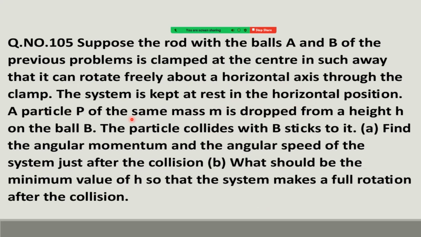A particle P of the same mass is dropped from a height h on the ball B. The particle collides with B, sticks to it. Find the angular momentum and the angular speed of the system just after the collision. What should be the minimum value of h so that the system makes a full rotation after the collision?